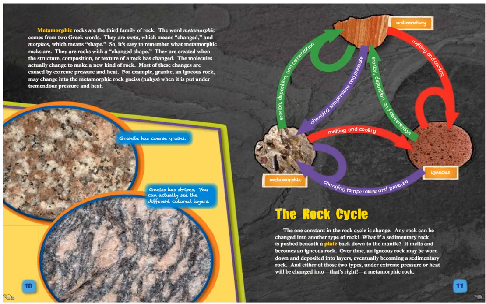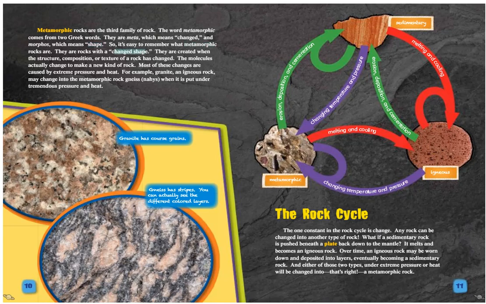Metamorphic rocks are the third family of rock. The word metamorphic comes from two Greek words. They are meta, which means changed, and morphos, which means shape. So together it would mean changing shape. So it's easy to remember what metamorphic rocks are. They are rocks with a changed shape.